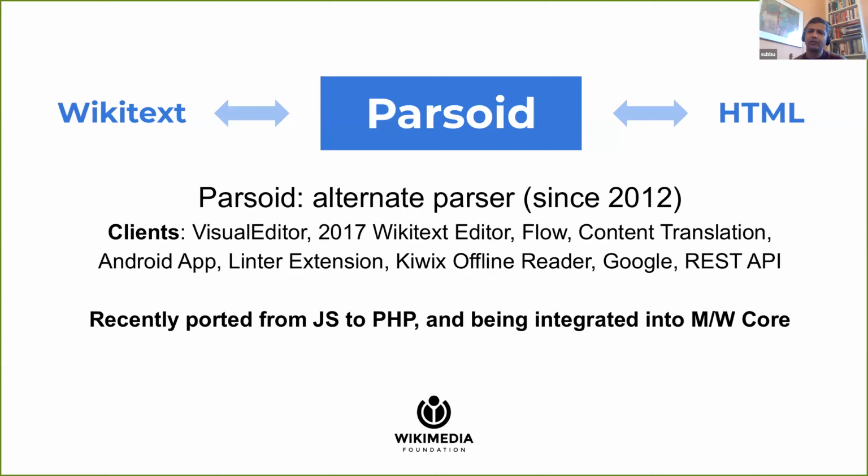Originally in 2012, when we started, Parsoid was written in JavaScript using the Node.js framework. Last year we ported it to PHP, and it's right now being integrated into MediaWiki core. I won't go into the details of the reasoning as to why we decided to port and how it's going to help. There's a tech talk from last year that goes through this, as well as the longer-term roadmap. The tech talk slides as well as the video are on the MediaWiki tech talks page.